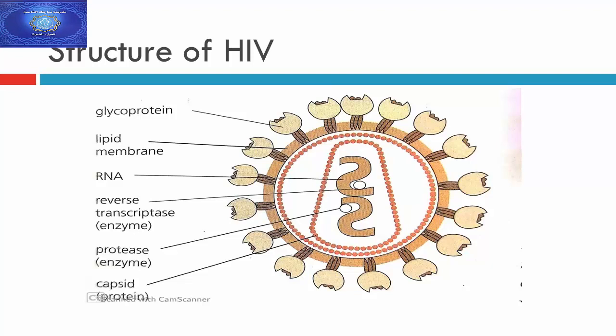Okay, so what is the main structure of the virus? It has a glycoprotein and lipid membrane, then RNA, which is a single stranded nucleic acid, and reverse transcriptase enzyme, which is important. Okay, and protease enzyme is also present, and after that there is a capsid. So it is a very protective covering outside the genetic material, so it cannot be easily affected by any medicines.